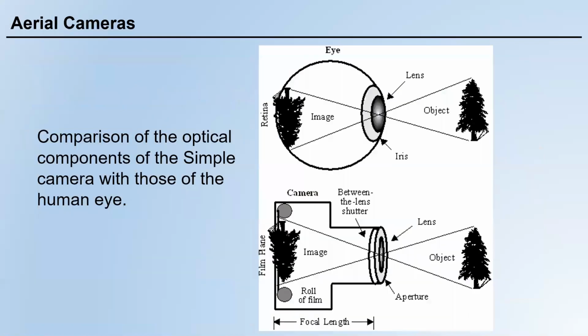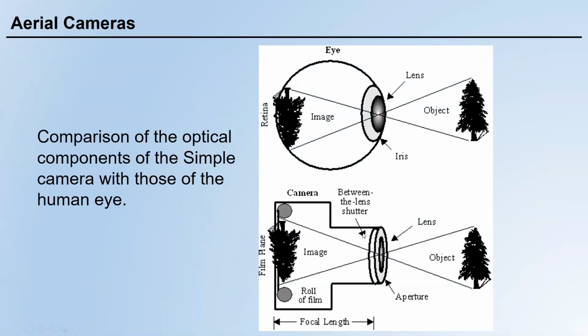Okay. So next, I want to talk about the structure and different types of aerial cameras. In general, the structure of an aerial camera is very similar to our eye system. So here is our human eye system. When we're looking at a tree, the image of this tree will be projected onto the retina of our eye, right? Through lens, through iris, and you can adjust the opening of iris to adjust the amount of light that can go through our eye.